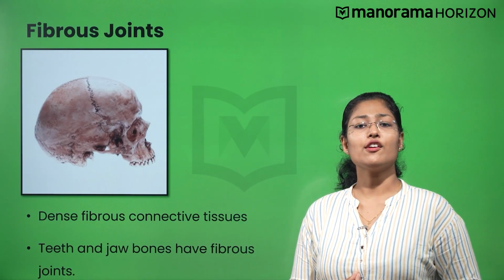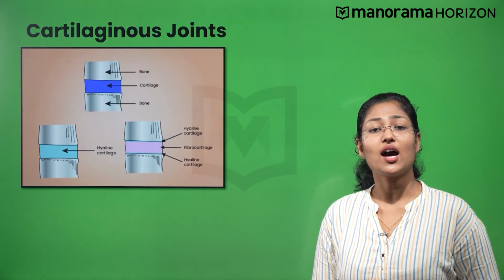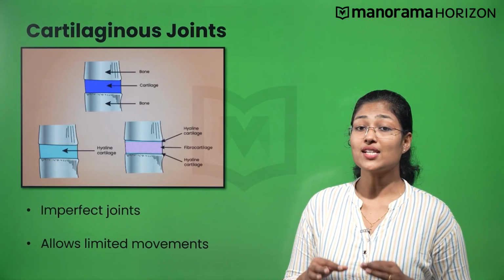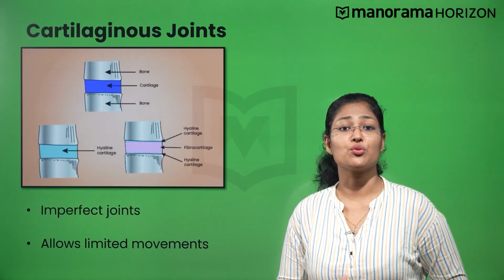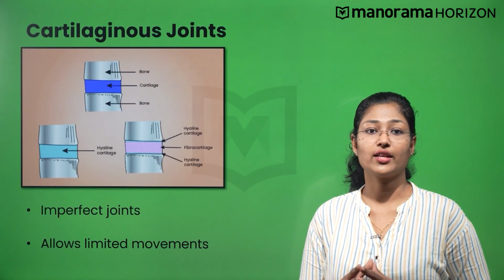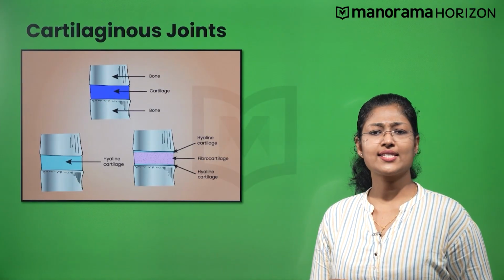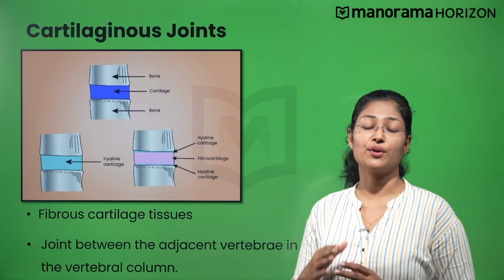The next kind of joint is a cartilaginous joint. Cartilaginous joints are known as imperfect joints. Limited movements are allowed in such joints. So, which kinds of tissues are found in such joints? They are composed of fibrous cartilage. An example is a joint between adjacent vertebrae in a vertebral column.